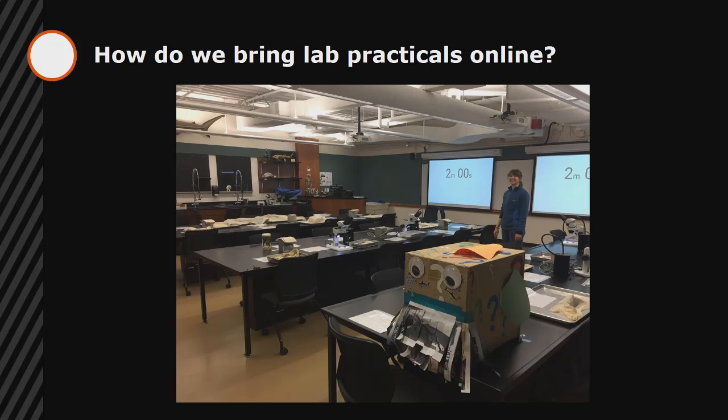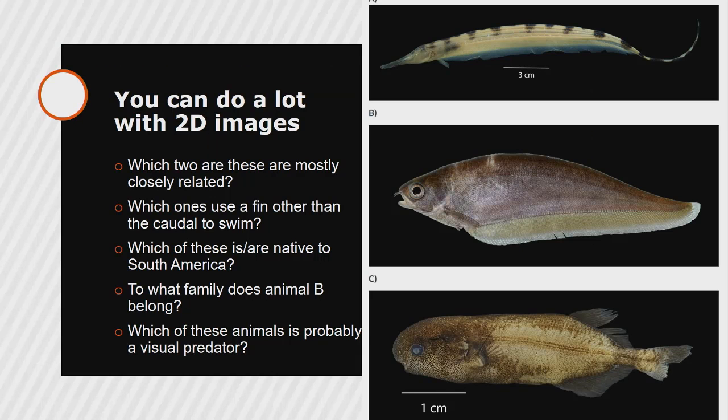We can do a lot with 2D images, and so when students take exams online, for example, we may confront them with pictures of three fishes like this and ask them questions like, which two are most closely related, which ones use a fin to swim other than the caudal fin, which one's native to South America, to what family does the one in the middle belong, things like that.